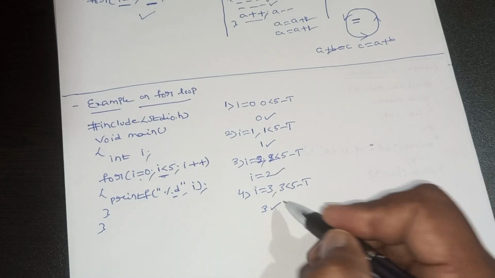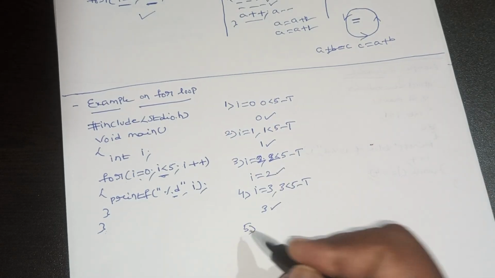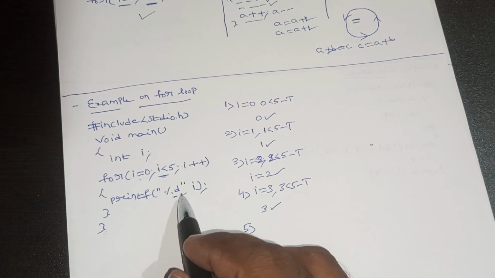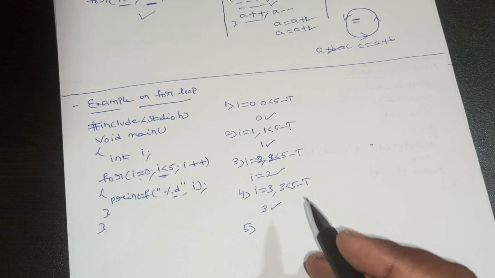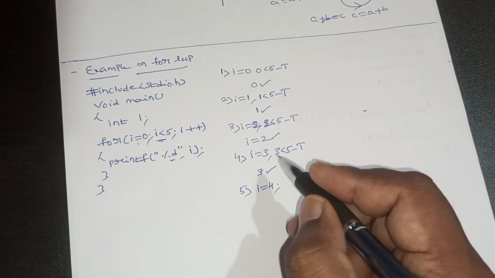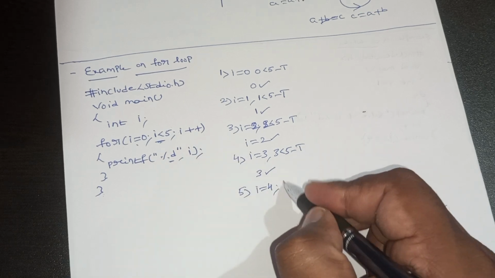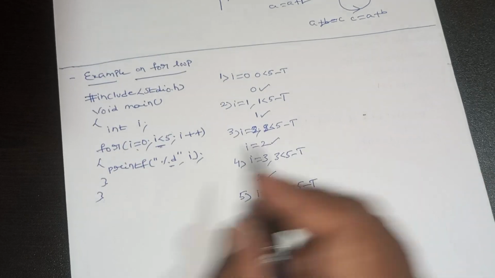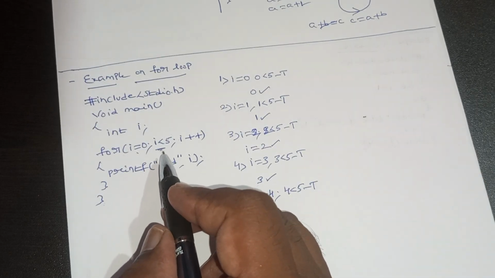Next I print 3. Now what does I become? I print I equal to 3. Again go to the I plus plus. Now what is I equal to? 4. Now 4 less than 5, condition true or false? Okay, condition is true. Because the condition is true, what do I have to print?